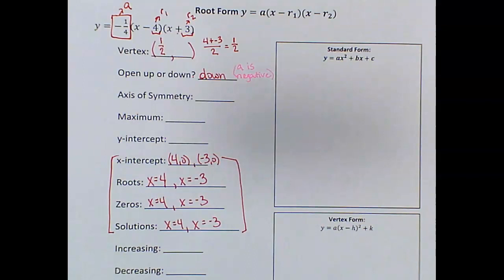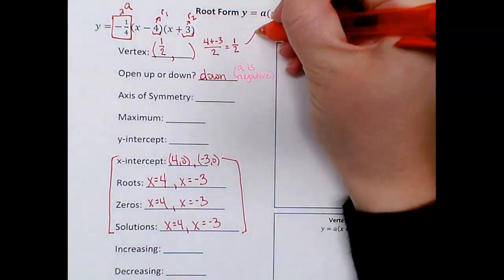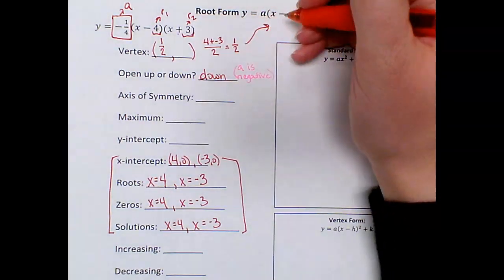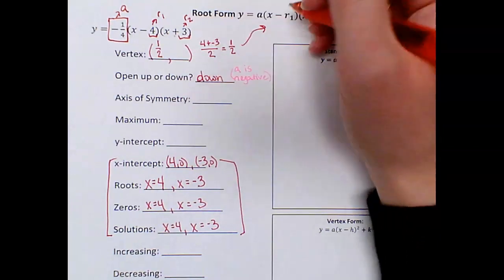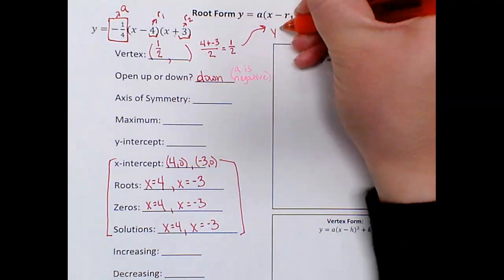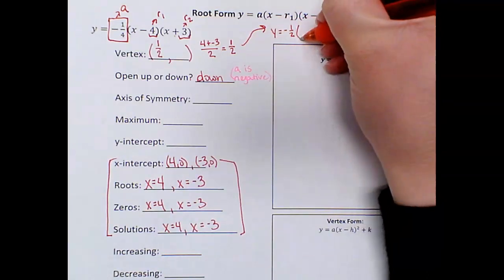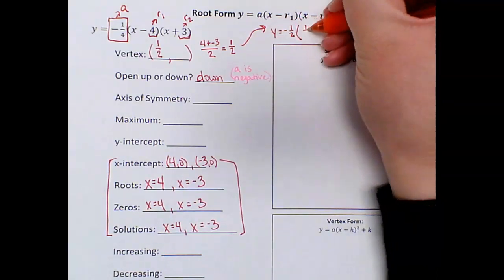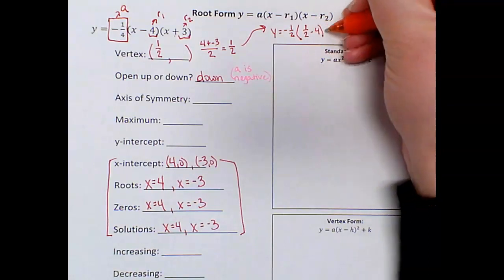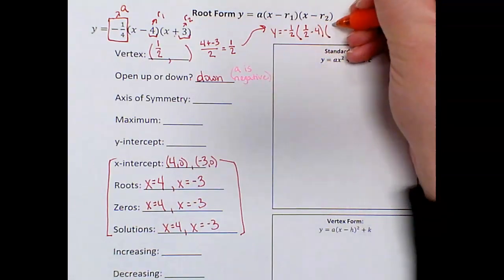Now that I have the x value, how do I find the y value? Well, I substitute. So I'm going to go ahead and substitute over here because I think it's going to take a little bit more space than what I have down here. So I have y equals -1/4 times x minus 4, so 1/2 minus 4, and then x plus 3, so 1/2 plus 3.